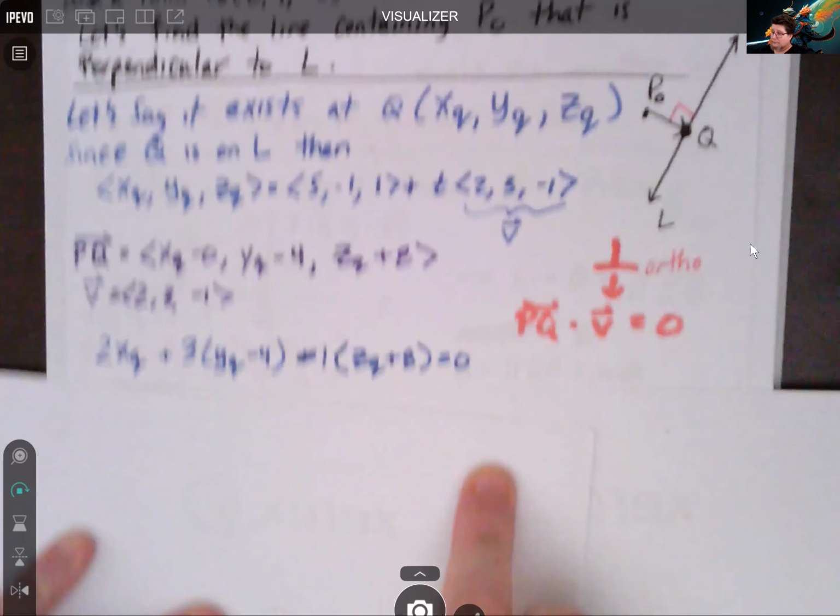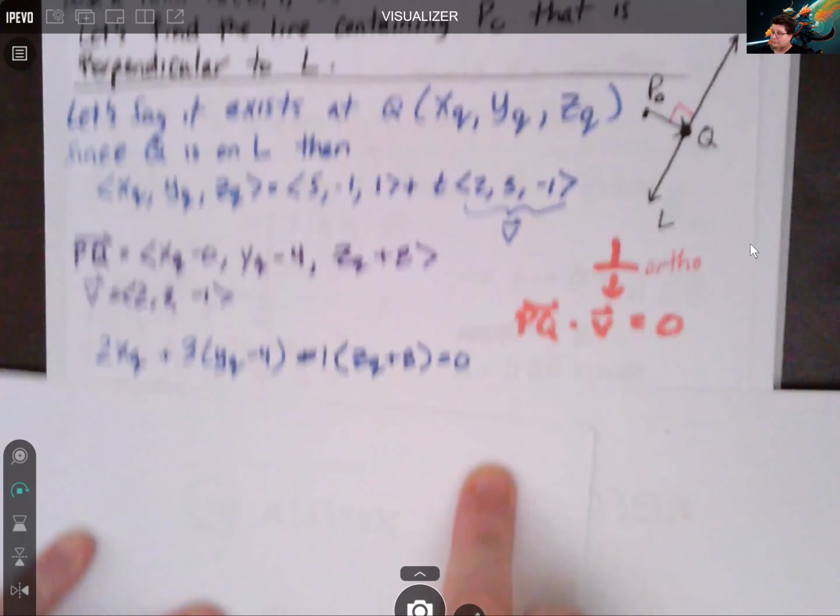So what is that? What can we do with it? Well, I have it written on the screen, 7. This is where writing ahead of time doesn't always work well. We're going to sub in our line L that we had up above. Just to bring it back up for you, 5, -1, 1, and then t times 2, 3, and -1, or these components right here. So I'm going to replace x of q with 5 plus 2t, y of q with -1 plus 3t, and z of q with 1 minus t. I did that here.